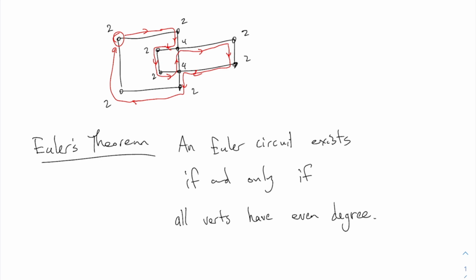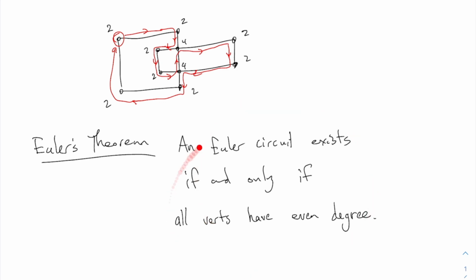All right? This is what Euler's theorem about Euler circuits says, that the Euler circuit exists if and only if all the vertices have even degree. So if they all have even degree, then you know there is an Euler circuit. If some of them have odds, if even one of them is an odd degree, that means there can be no Euler circuit. All right? And I hope you remember last time the idea behind why this is true.